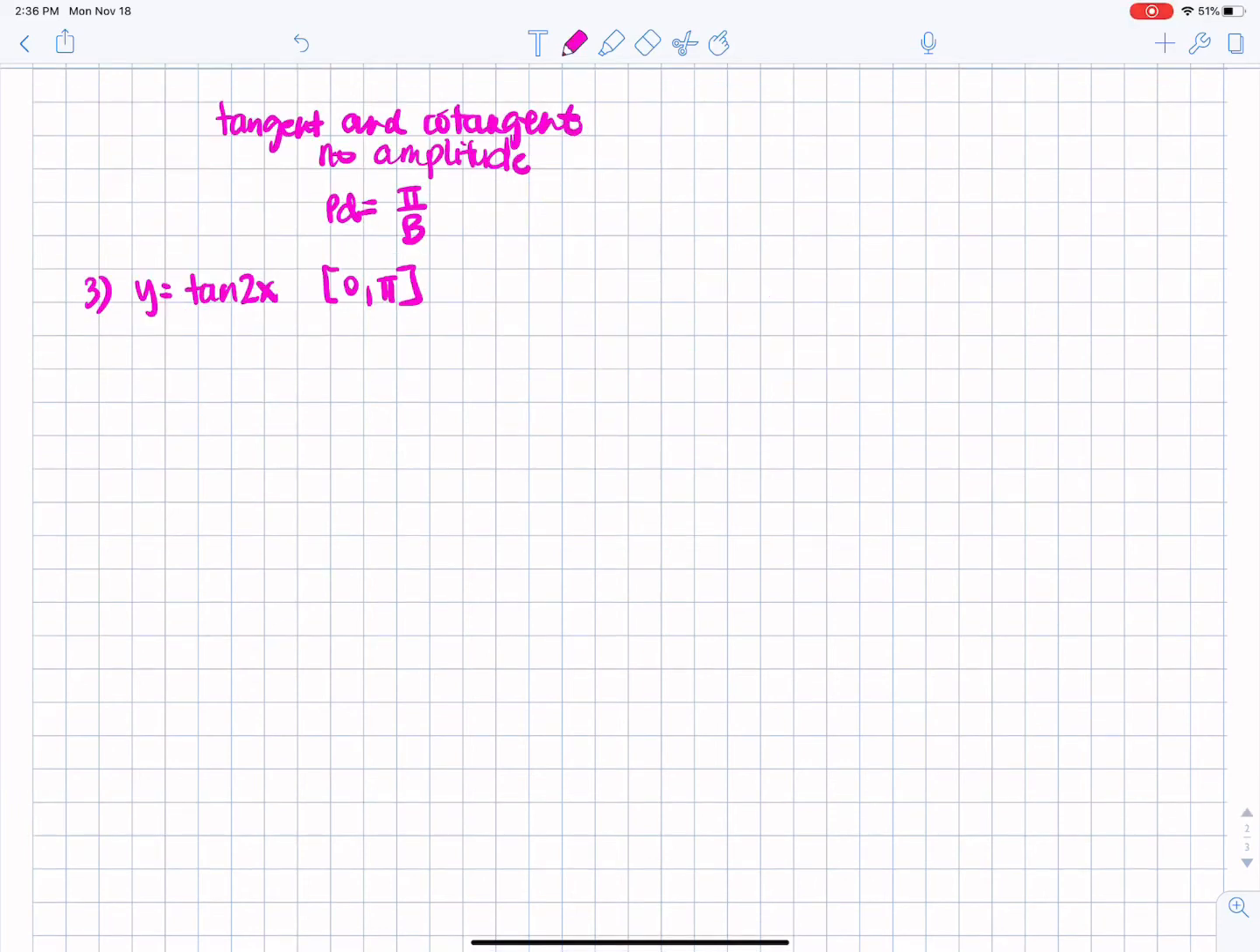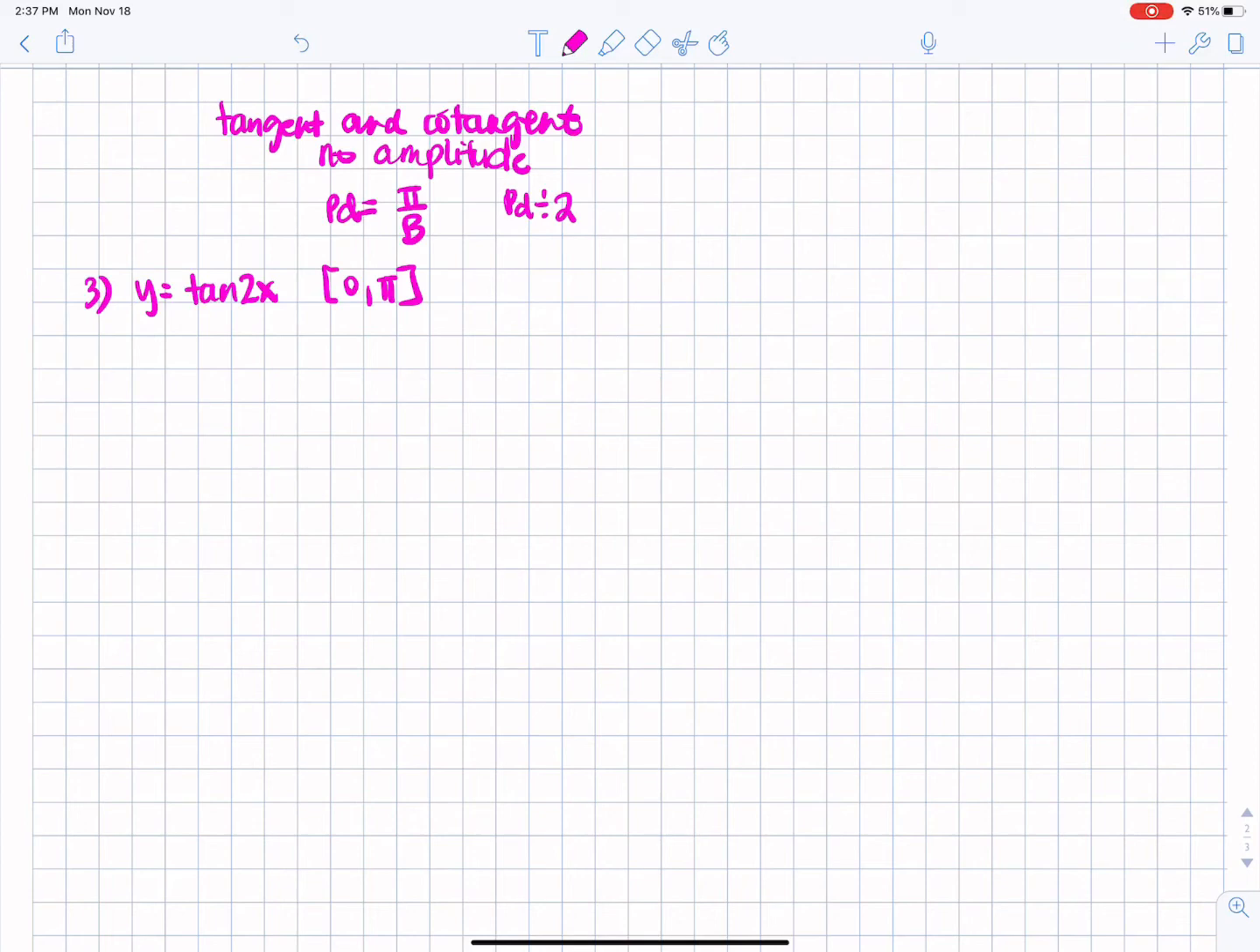Number 3, y equals tangent 2x. Now with tangent and cotangent, we have no amplitude. And the period is pi over b instead of 2 pi over b. So it has its own formula. It has different formulas. And then we are going to divide the period by 2, not by 4. Not like sines and cosines, we divide by 4. But tangent and cotangent, we divide by 2.